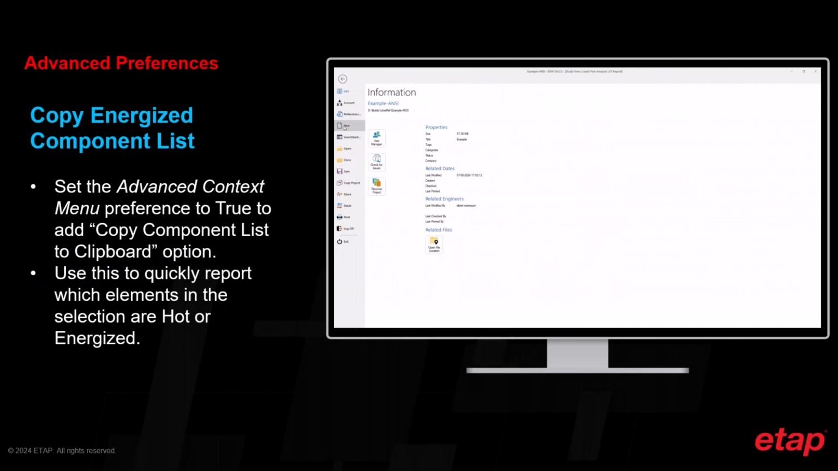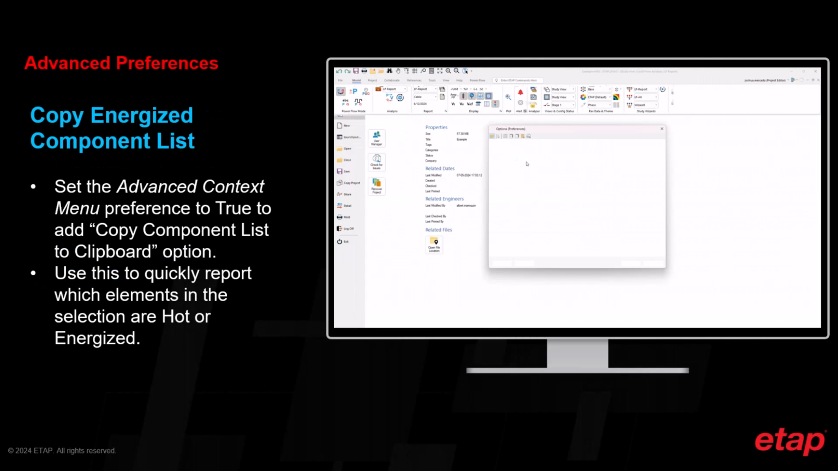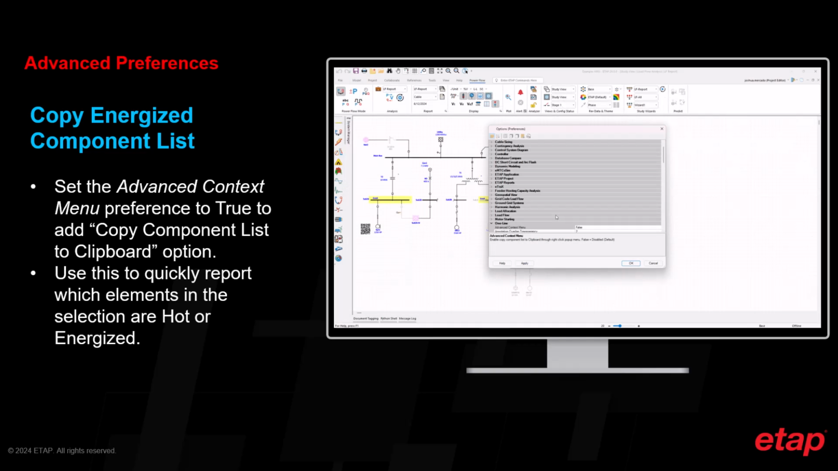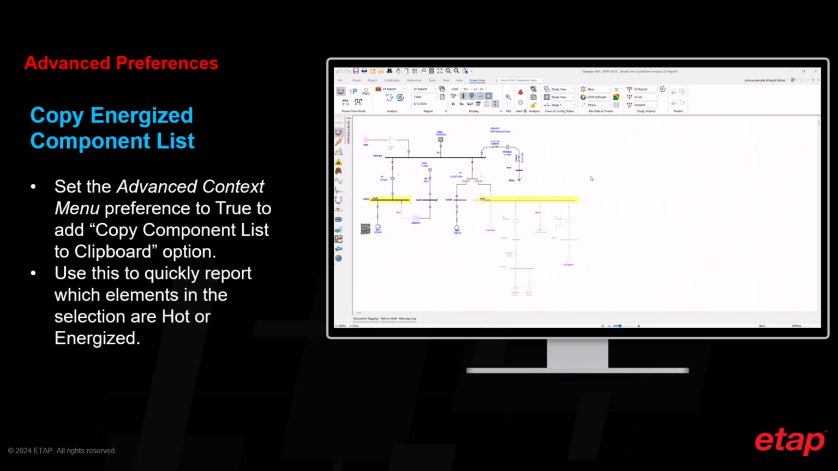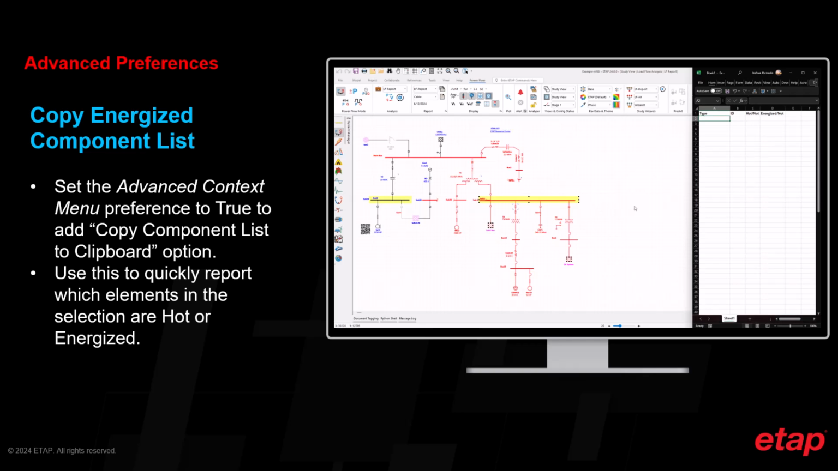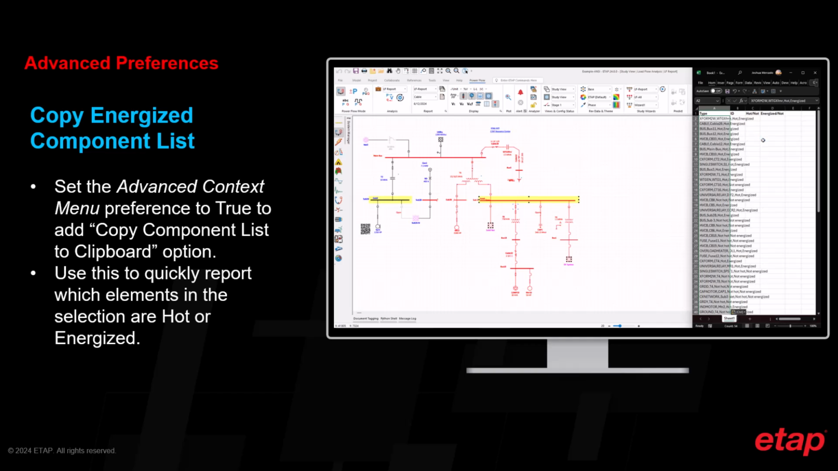With the Advanced Context Menu preference enabled, a right-click menu option is added, allowing you to copy a CSV list of the selected components that clarifies their energized and hot statuses. Paste the copied list to Excel for a quick and easy sortable report.